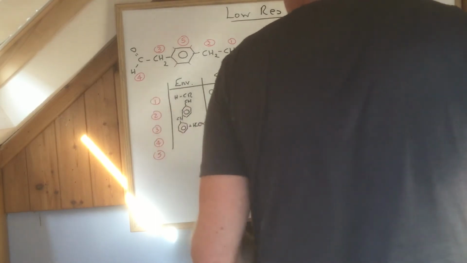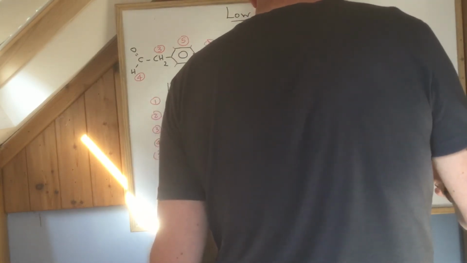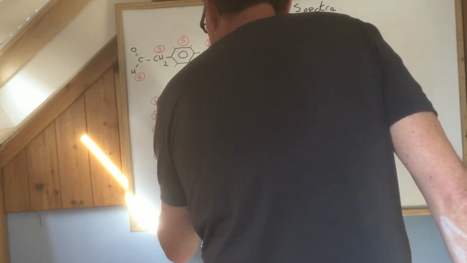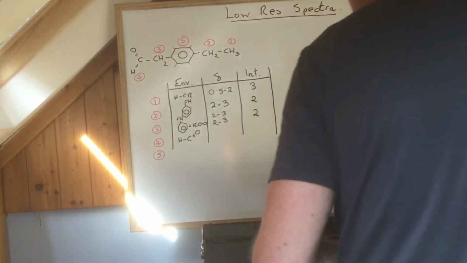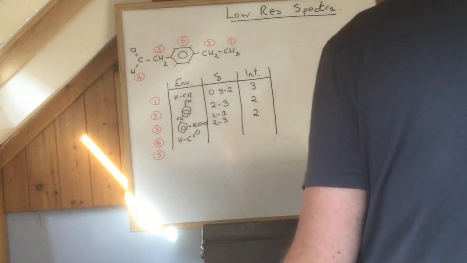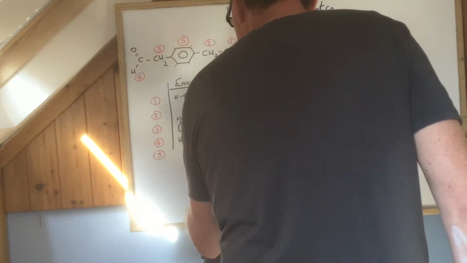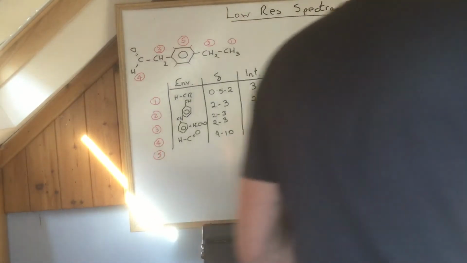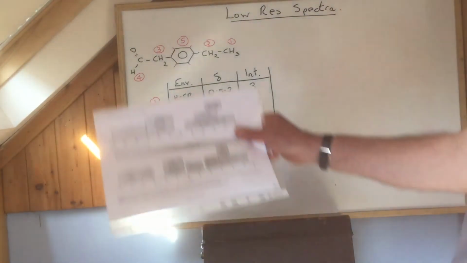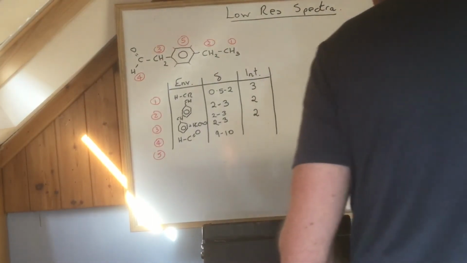Okay. Number 4, out on its own. What is this? A proton joined to a carbon which is directly bonded to a double bond O. A sort of an aldehyde type scenario, I suppose. Stuck out on its own over there, they normally are. Anyway, that's 9 to 10. 9 to 10. I'll just be clear. 9 to 10. Can you see that? Okay, cool. How many's in it? 1.